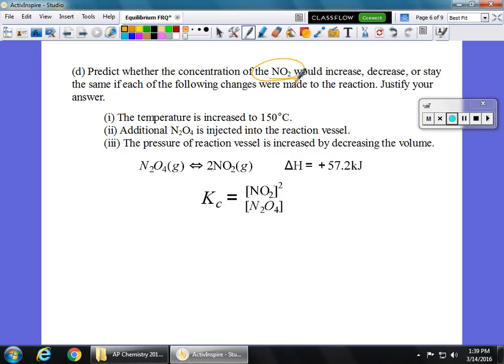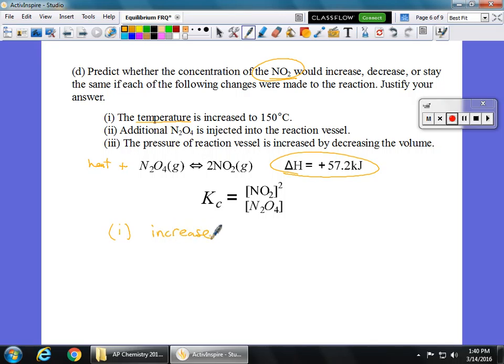So the first one, we're increasing the temperature, and what we're going to look at is the change in enthalpy. In this case it's positive, which means the forward reaction is endothermic. So we're adding heat to the left side. You can think of an endothermic reaction as having heat on the reactant side. So if the temperature is increased, that's going to cause a shift to the right, and that means that the NO2 is going to increase.